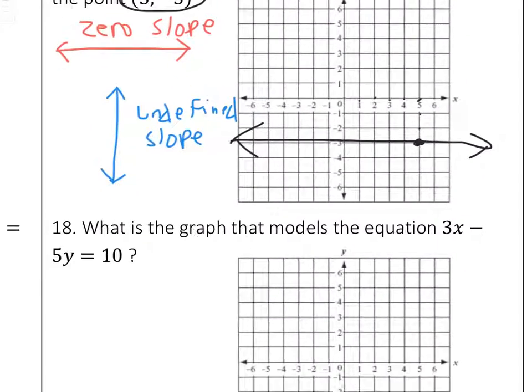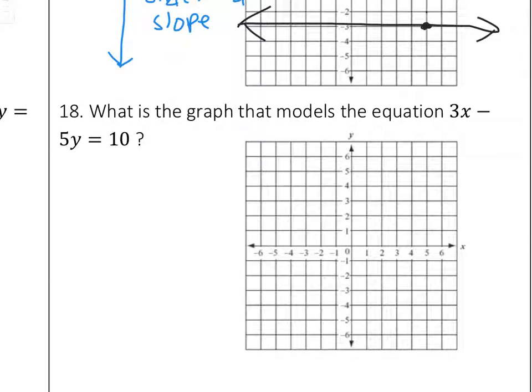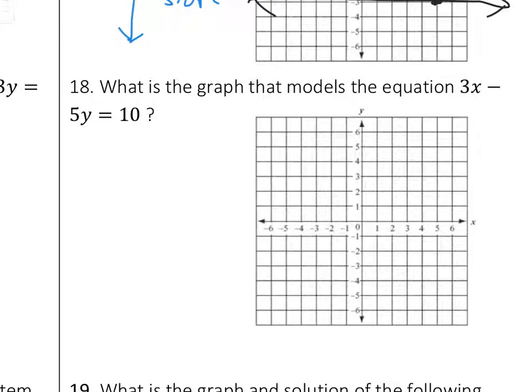All right, moving on. What is the graph that models the equation 3x minus 5y is equal to 10? So we want to get our equation in slope-intercept form because that's the easiest way to identify the m and the y, or the slope and the y-intercept. So as a reminder, y equals mx plus b. In order to do that, let me just rewrite this down here because it kind of got messed up. So 3x minus 5y is equal to 10.